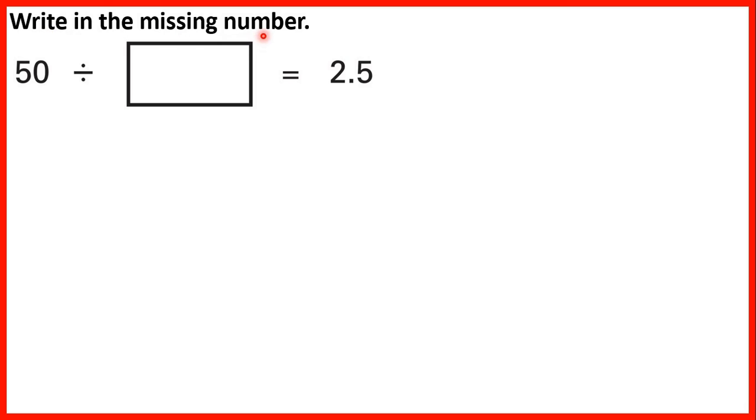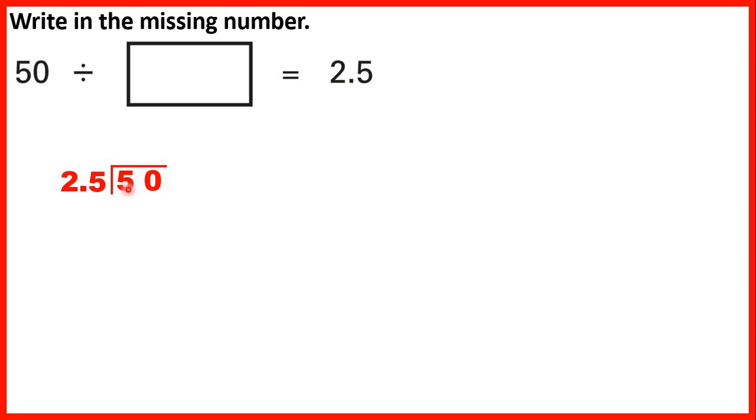Write in the missing number. 50 divided by something equals 2.5. So here it's the divisor, or the second number in our division calculation, that's missing. And when the second number is missing, we still use division to find our missing number. So we need to work out 50 divided by 2.5.